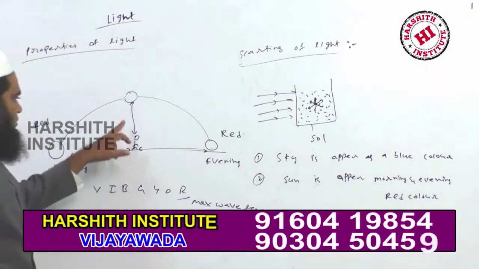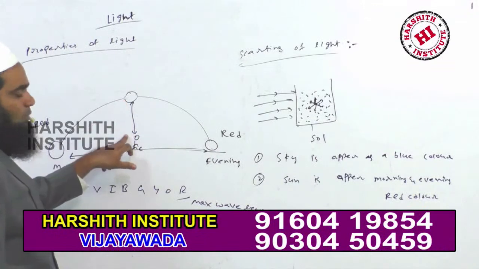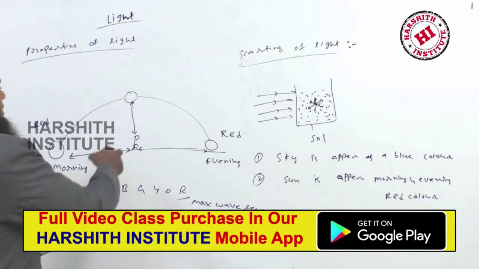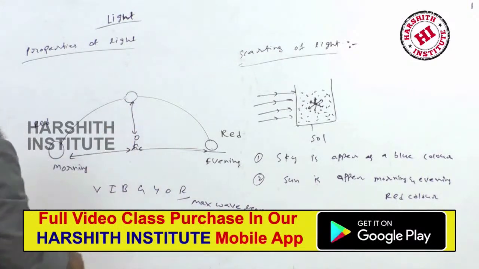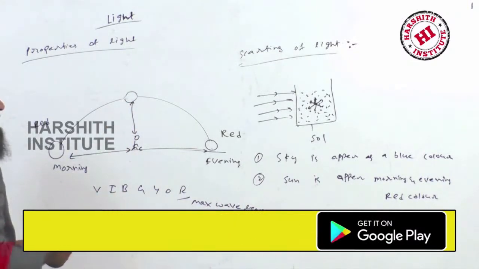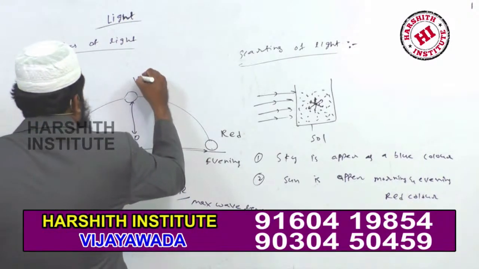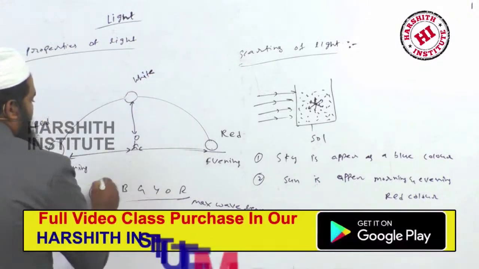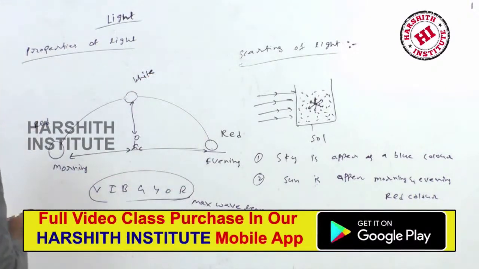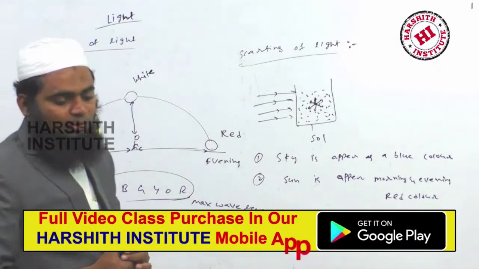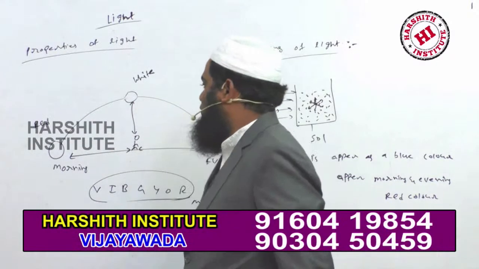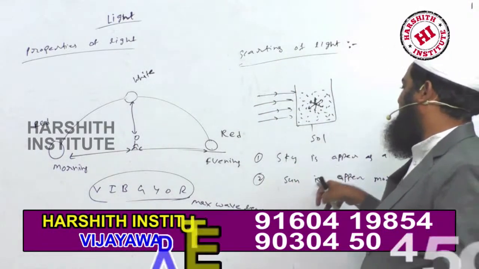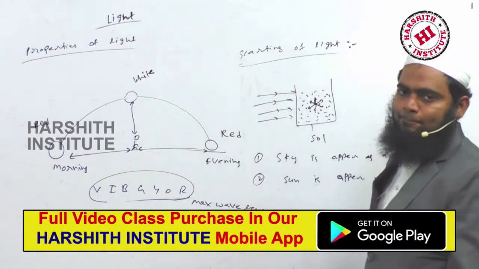In the afternoon, the distance is very short compared to the evening and morning. So in this situation all colors will be mixed, and they combine to appear as white color. In the afternoon we see white color. In the evening and morning we observe only red color. So this is one application of scattering of light.